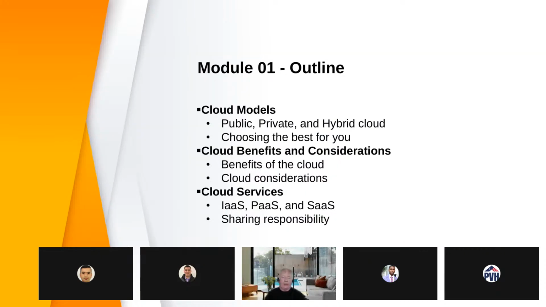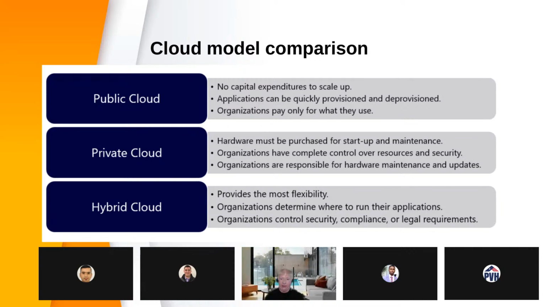So module 1 is broken down into different areas. So we've got the cloud models there, like public, private, hybrid. And then it goes into the benefits and considerations. And then you've got your cloud services, your IaaS, your PaaS, and your SaaS. I'll explain a little bit more as we go on. There's your public cloud. So the public cloud is basically Azure, and the private one then is your in-house one. And hybrid is a mixture of the top two.